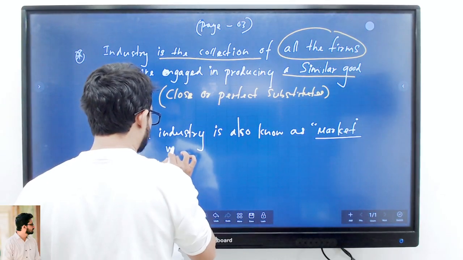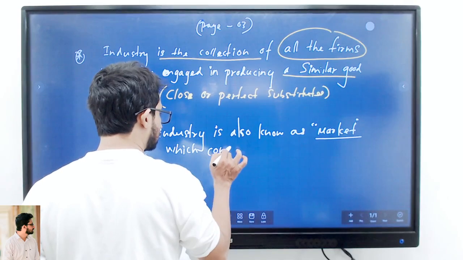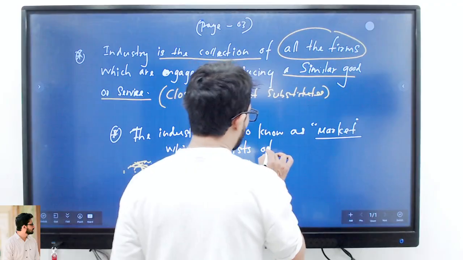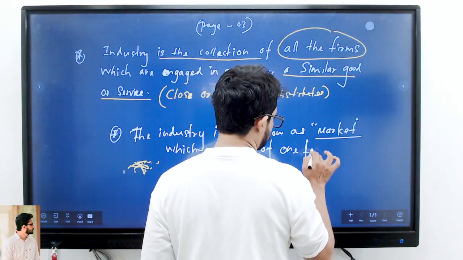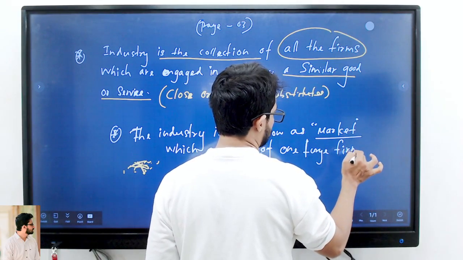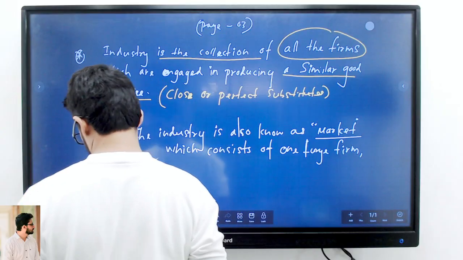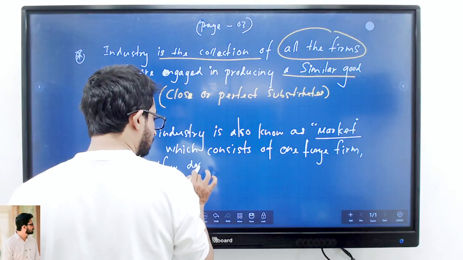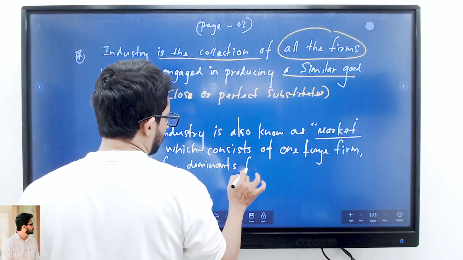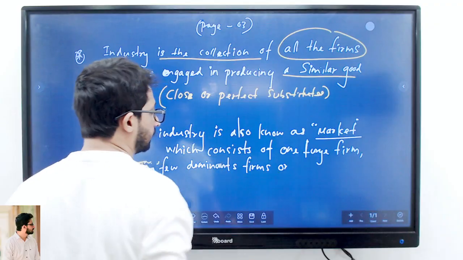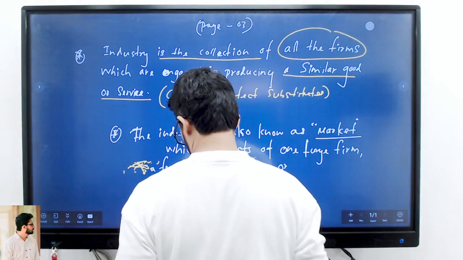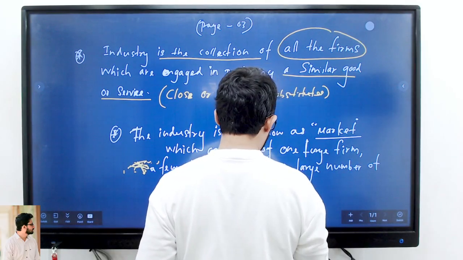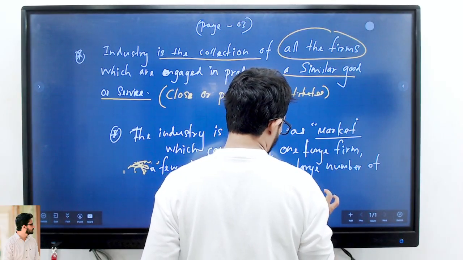which consists of one large firm, or a few dominant firms, or a large number of small firms.